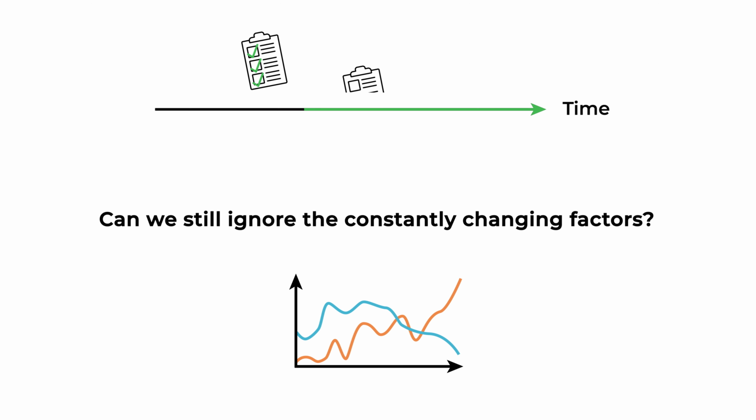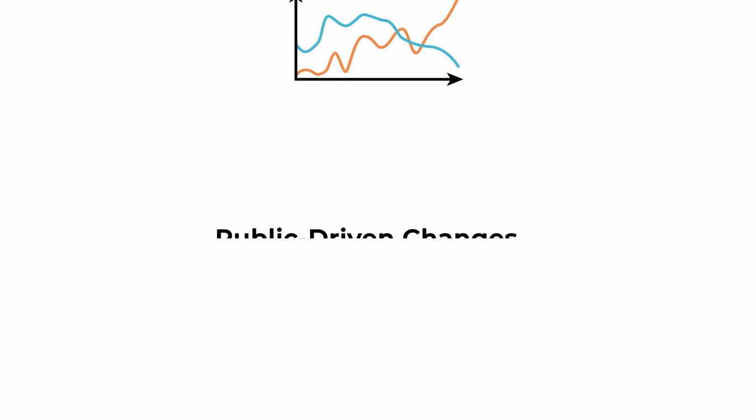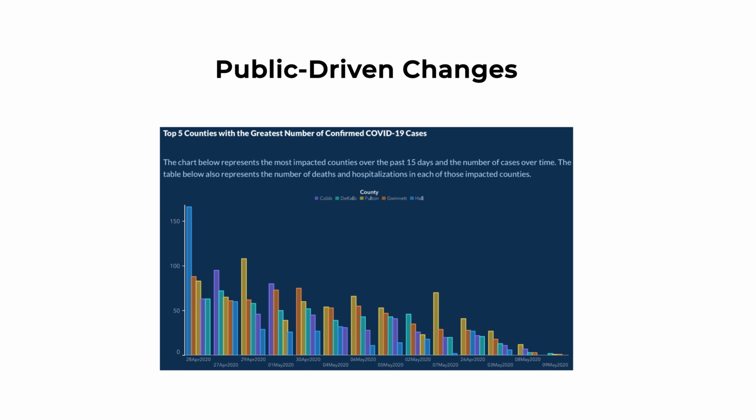We argue that we need more research and new methodologies that examine the visualizations in situ and in the wild. Another type of visualization change is public-driven changes. The Georgia Department of Public Health released a graph on May 17, 2020, showing COVID-19 cases had supposedly fallen among 5 Georgia counties. But notice that the dates on the chart were out of order.